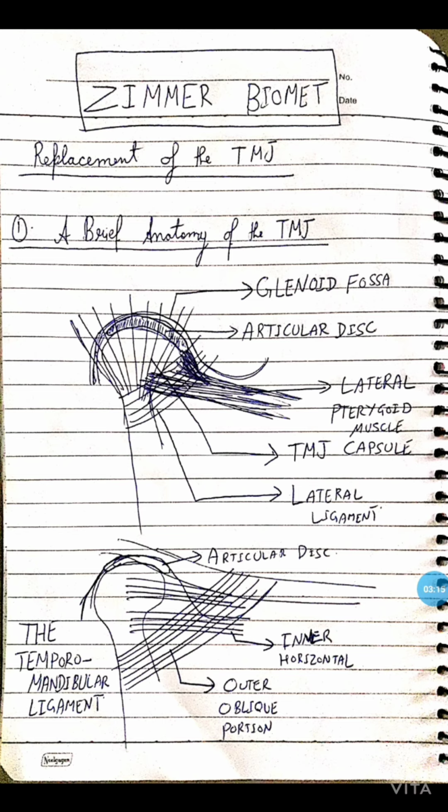What exactly are temporomandibular joint disorders? Now, again, this is not exactly a lecture on temporomandibular joint anatomy or temporomandibular joint disorders. This is basically a lecture on the replacement of the temporomandibular joint. So, I would like to classify the temporomandibular joint disorders into two types. This is how I would like to divide them: resolvable and end stage.